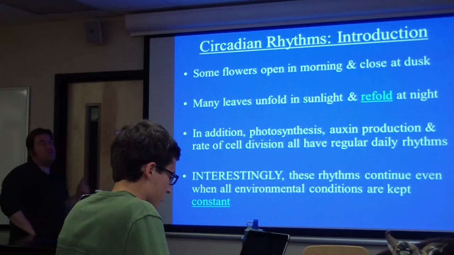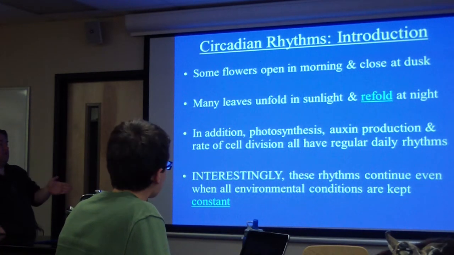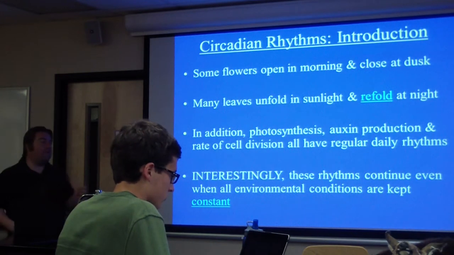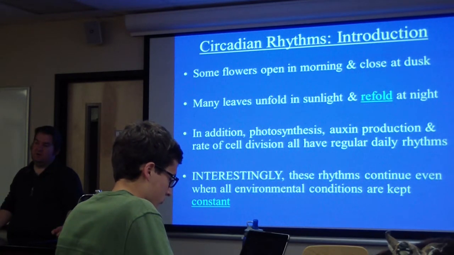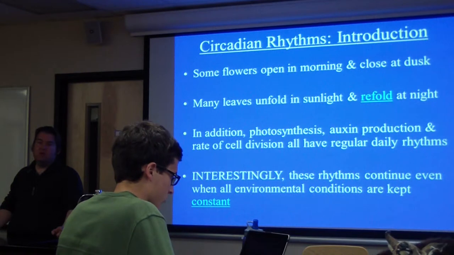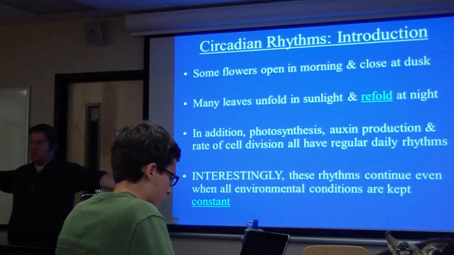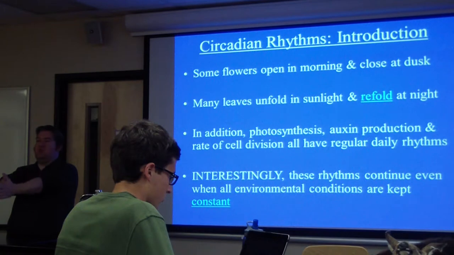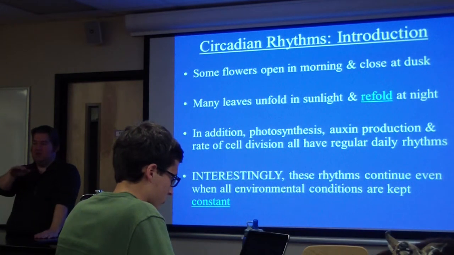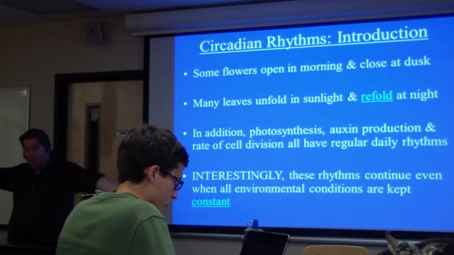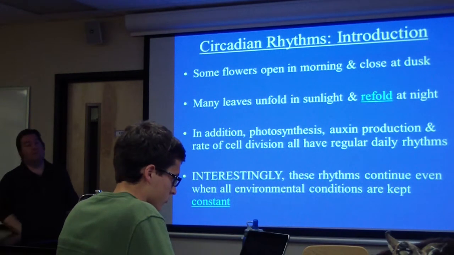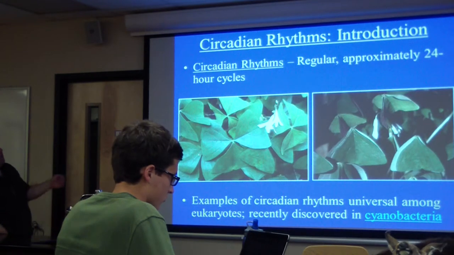And what's really amazing is that these rhythms will continue even when all environmental conditions are kept constant. That's very, very important. All right? So under normal circumstances, the leaves will open with the sunlight and close in the dark. But you know what? If you give that plant constant dim light, you don't give it access to the sun anymore, it will still open and close its leaves on a regular pattern. All right? There's something going on here. And so we call these things circadian rhythms.